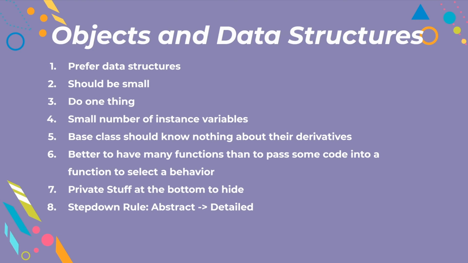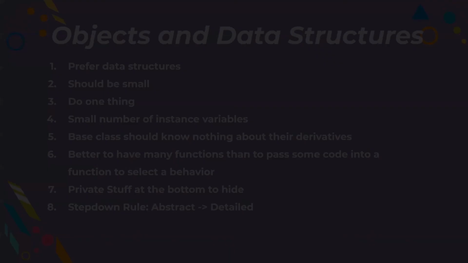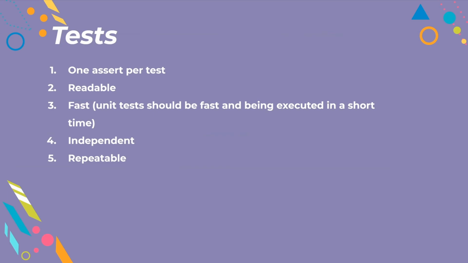So, number 8, step down rule. You can probably Google this, but it means to write your classes in abstract at the top. So declare stuff and then go into more detail at the very bottom as you traverse down. And that helps with understanding what each class does as well.